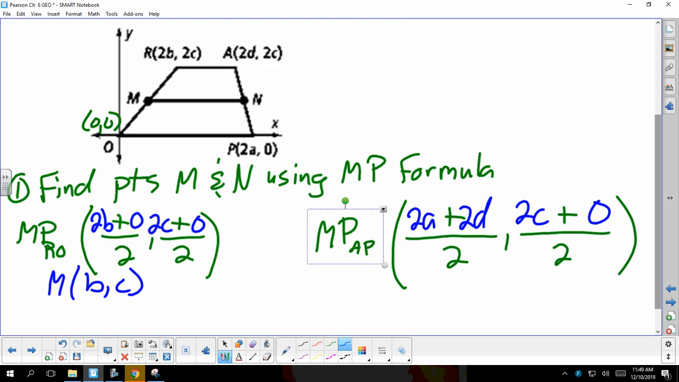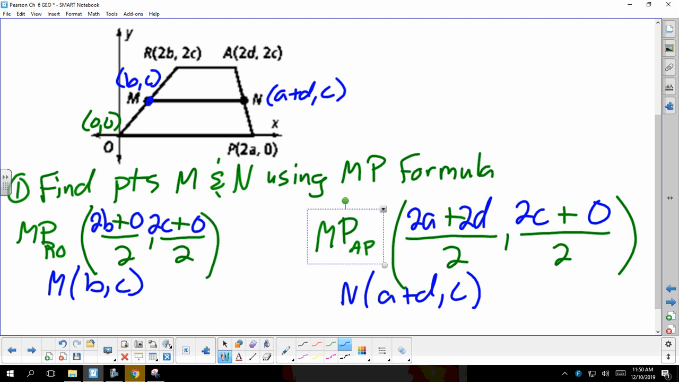So point N is going to be point a plus d, comma c. I'm going to write those in here just for ease of use. M is b, c. And this is a plus d, comma c. Questions on that part? We can find the midpoint. Step 2.